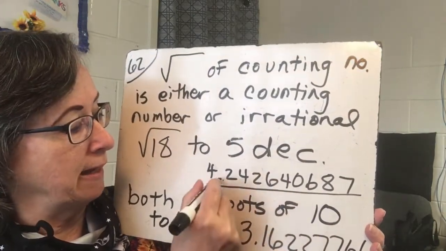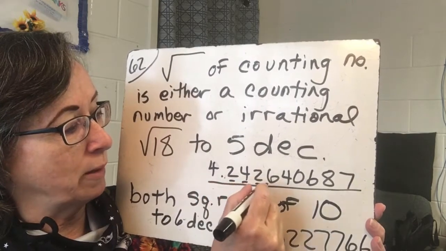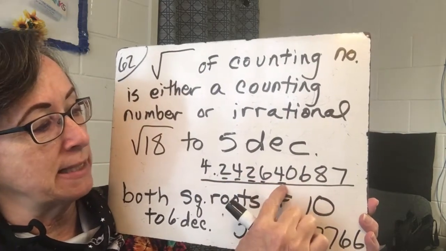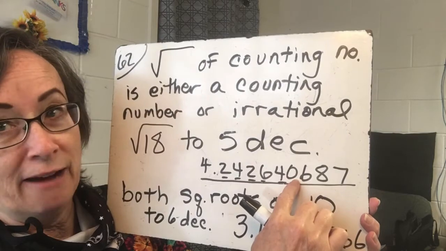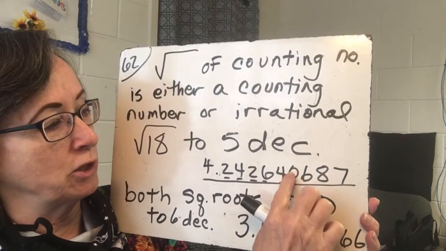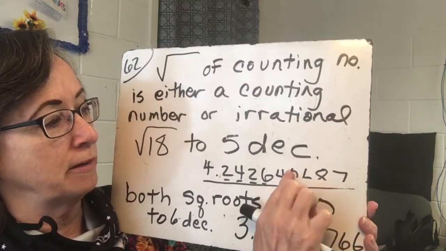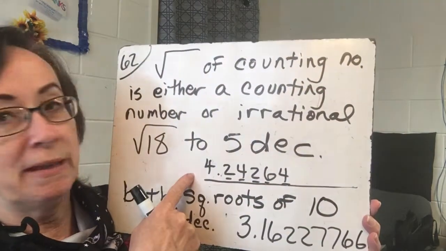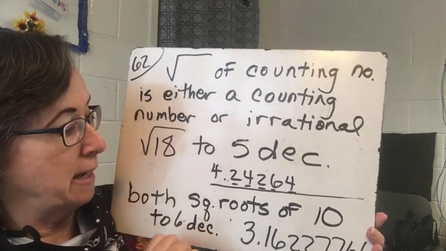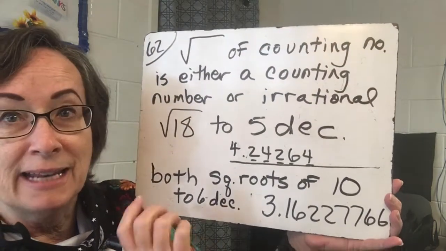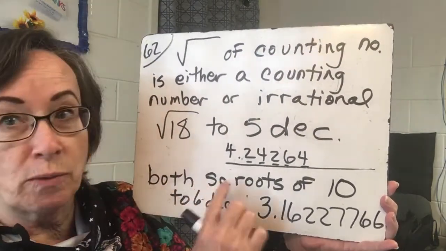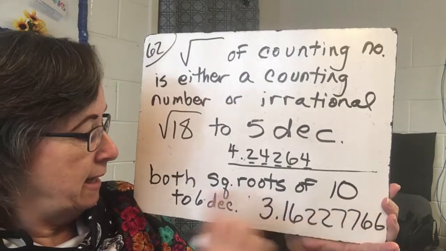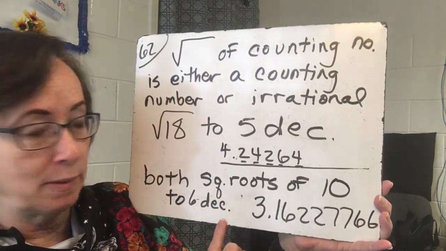Well, let's see. This would be 1, 2, 3, 4, 5 decimal places. So then we look at the number after it, which is a 0. That means we can just cut those off and we don't have to round up. So that would be the answer to the first example. Okay, so then the next example says give me both square roots of 10 to 6 decimal places.